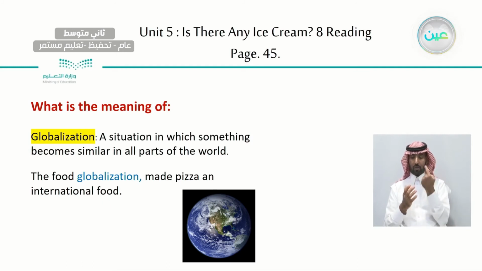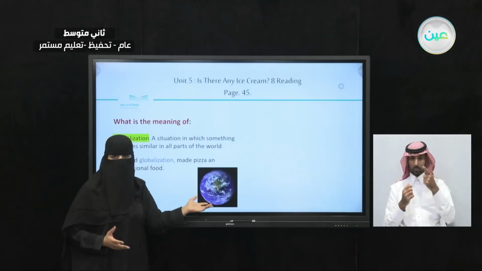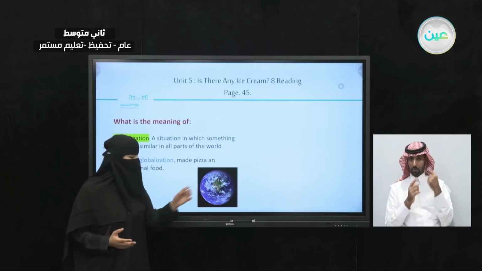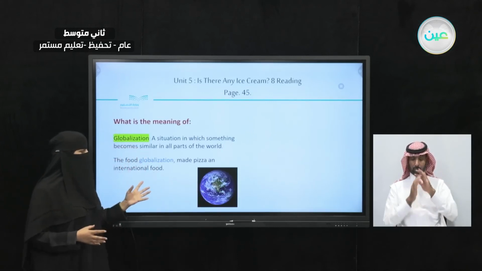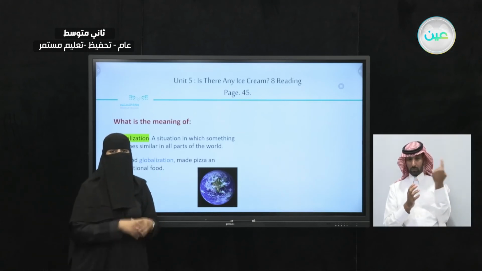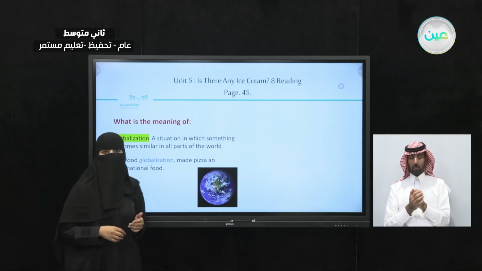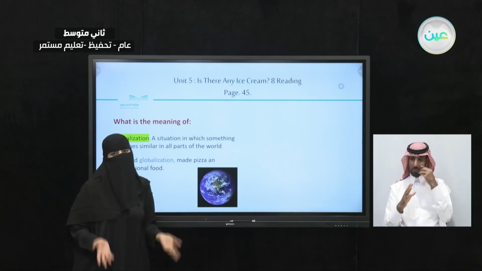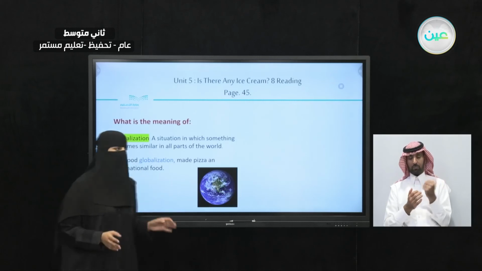But actually the beginning of the word globalization is from the word globe. As you can see here in the picture, you know this is planet Earth, right? So this is a globe. Globalization means the situation where something becomes international instead of something local. Like the pizza, it was local food. It was only for Italy, but now it's an international food.